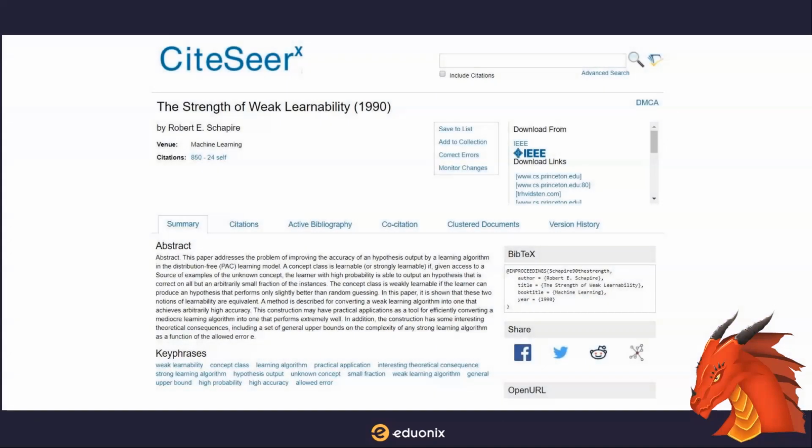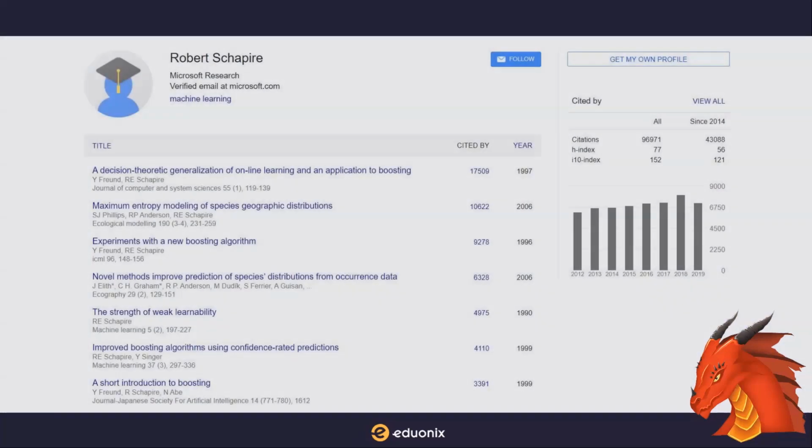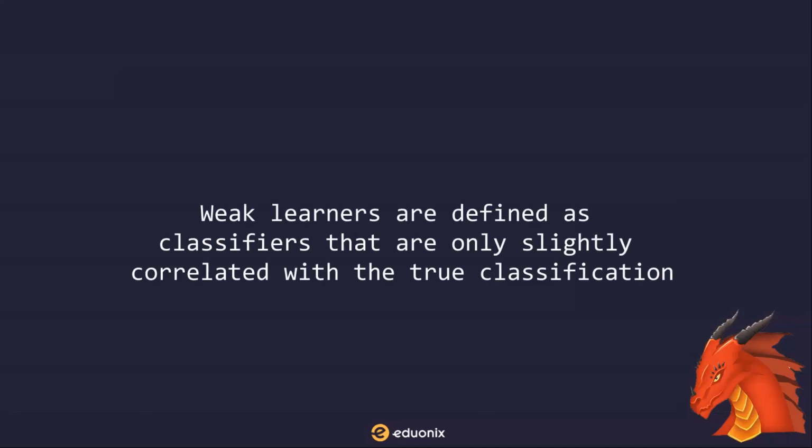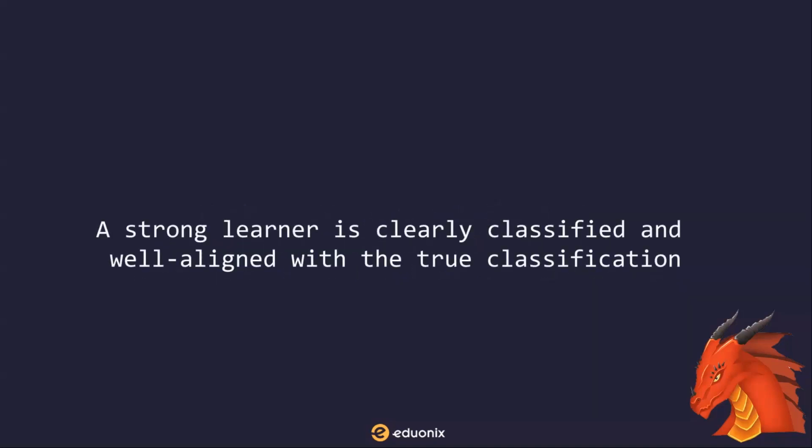The concept of boosting was first presented in a 1990 paper titled The Strength of Weak Learnability by Robert Schapire. In his paper, Schapire states that a set of weak learners can create a single strong learner. Weak learners are defined as classifiers that are only slightly correlated with the true classification, although still more useful than mere random guesswork. By contrast, a strong learner is clearly classified and well aligned with true classification.